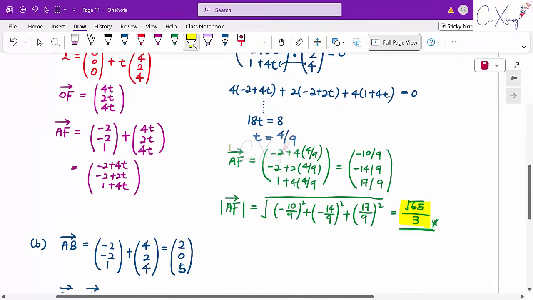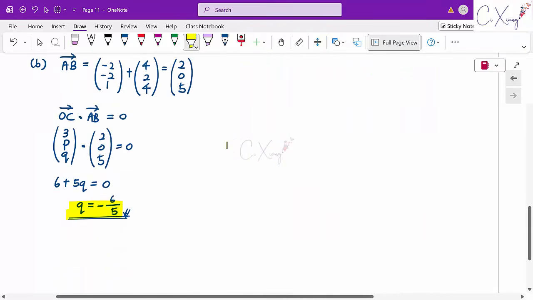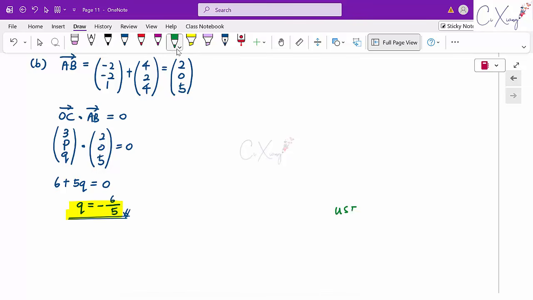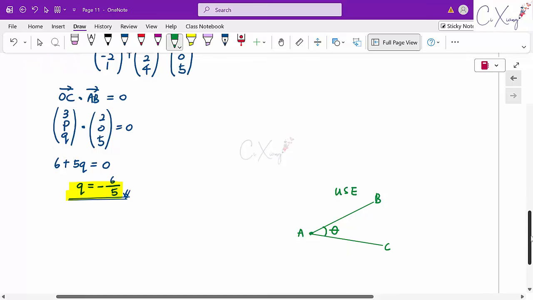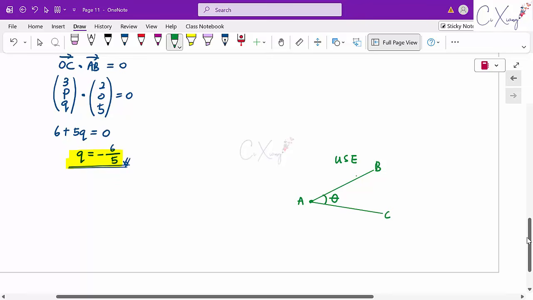Okay, so angle AOC. How can I find out the angle AOC? Right, so to find out any angle between two vectors, as an example, if let's say I'm having A, B, and also C. Then to find out the angle theta, if we want to use the vector form, both vectors that we are using must be going out from the same point. So that means I need to have AB and AC.